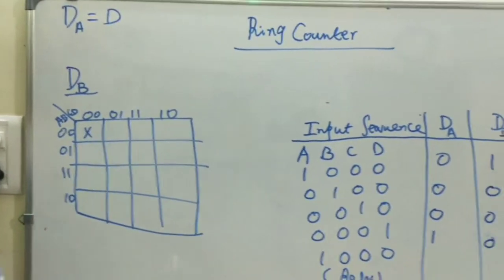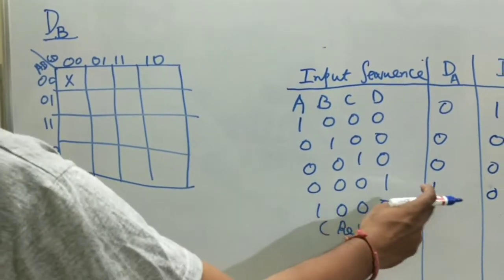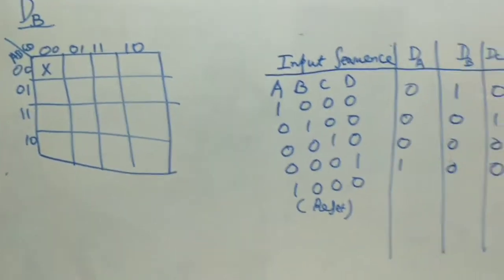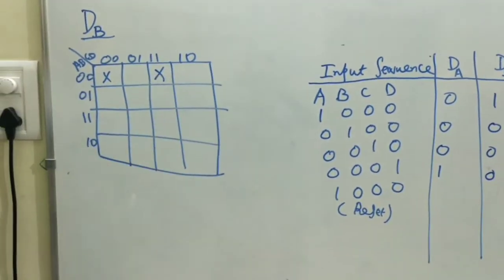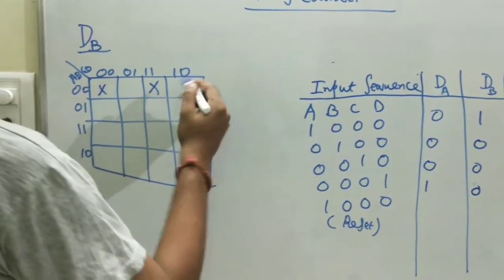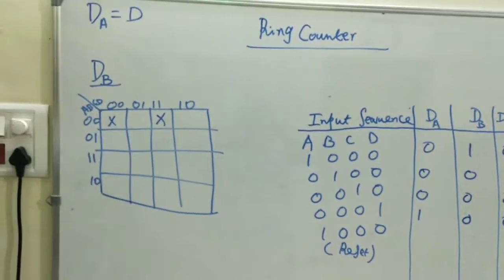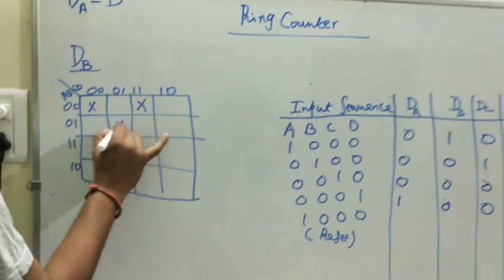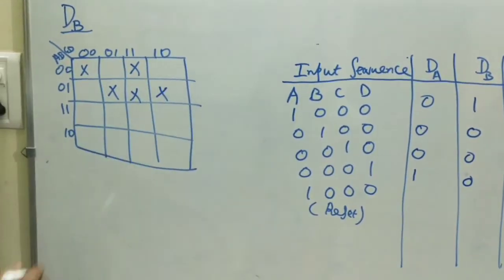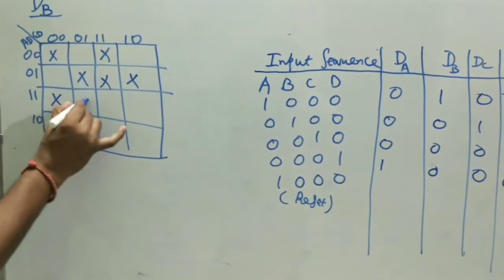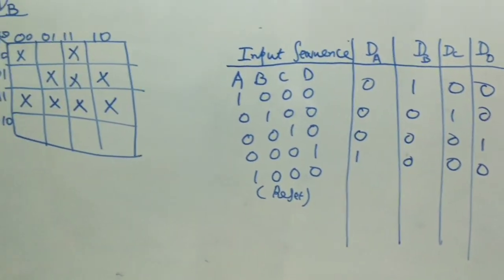0, 0, 1. What is that? 0, 0, 1 is 0. We won't plot it. 0, 0, 1, 1 won't come. 0, 0, 1, 0 is also 0. We won't plot it. 0, 1, 0, 0 is also 0. We won't plot it. 0, 1, 0, 1 don't care. 0, 1, 1, don't care. 0, 1, 1, 0 is don't care. 1, 1, 0, 0 is don't care. 1, 1, 0, 1 don't care. 1, 1, 1, 1 don't care. 1, 1, 1, 0 is don't care.